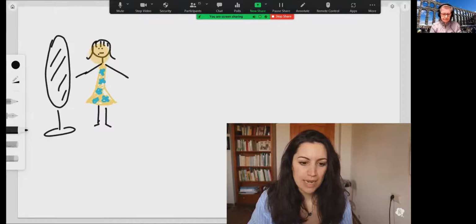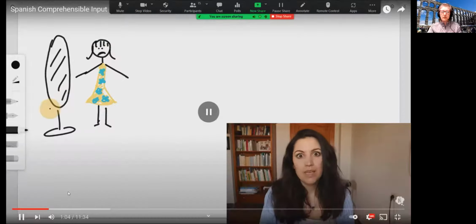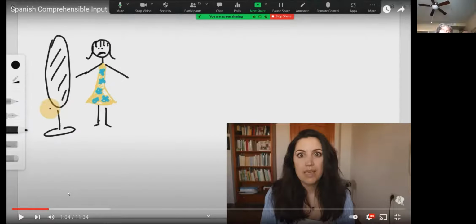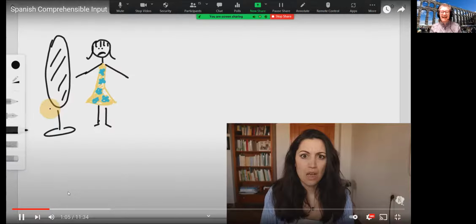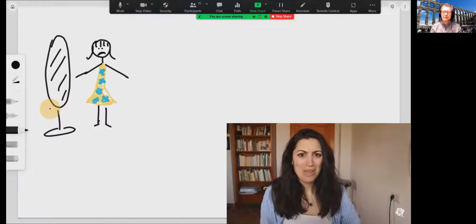Rosa no está nada contenta. No está nada contenta. She's not happy at all. Nada is nothing. We would say not at all. Nada contenta. Okay. Ella piensa, el vestido me queda muy pequeño.